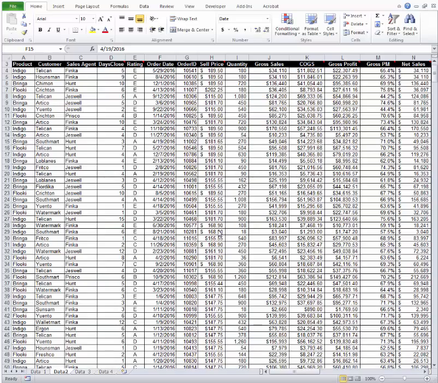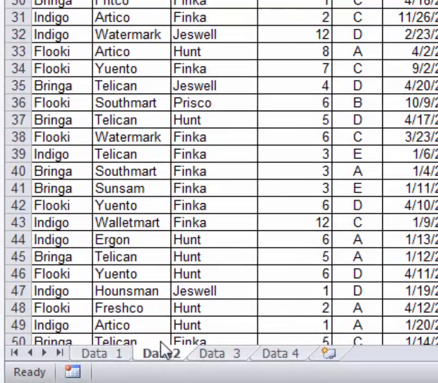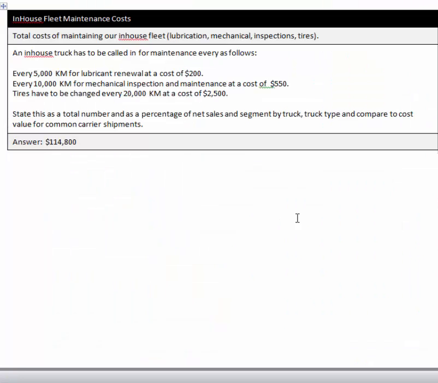Now we're going to work on a metric that's a little bit tricky. So if you stay on your Data 2 tab and have a look at that document that's posted, this SCL metrics document, you'll notice that there's one for in-house fleet maintenance costs. If you look, it says that every single truck gets an oil change for $200 every 5,000 kilometers. And every 10,000 kilometers, the truck goes for a routine inspection and maintenance at a cost of $550. And then the trucks get tires at a cost of $2,500 every 20,000 kilometers.